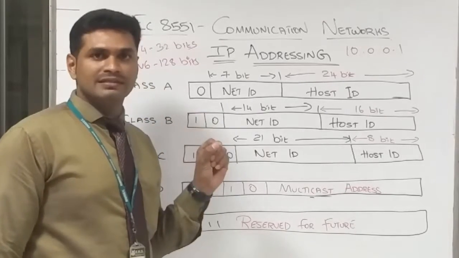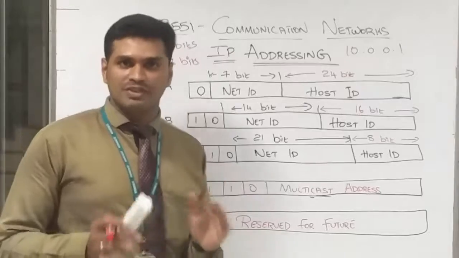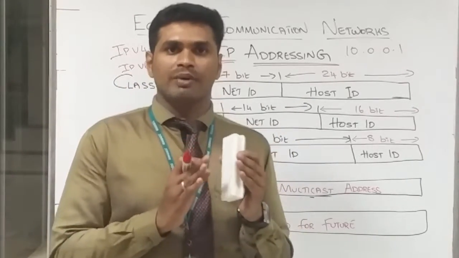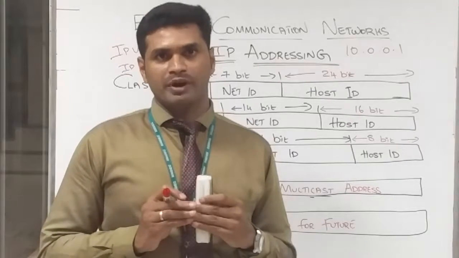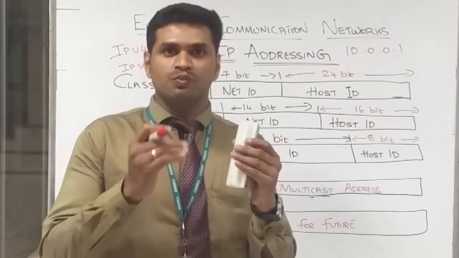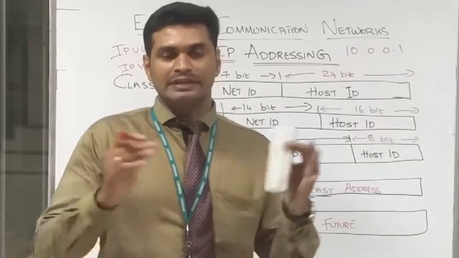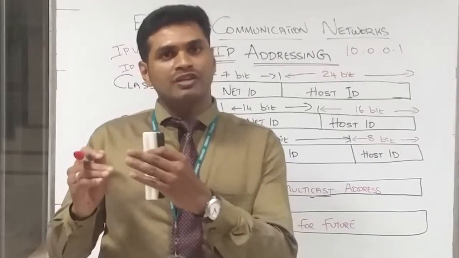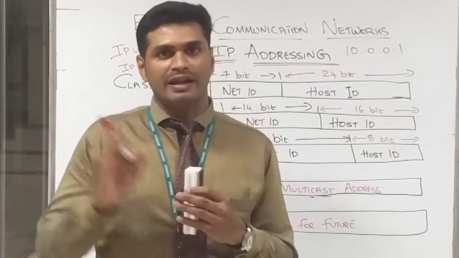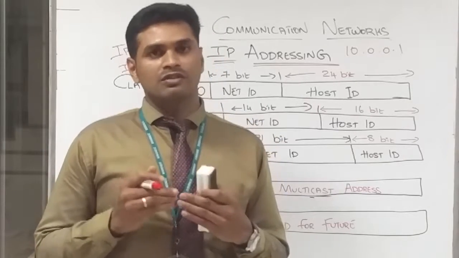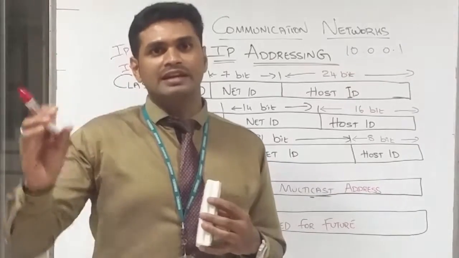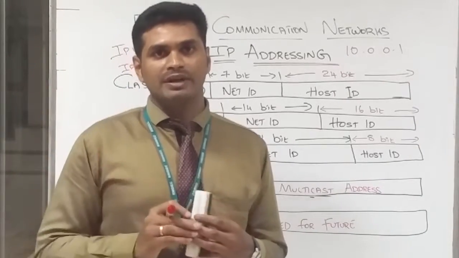In class A, or in any IP version 4 address, we have two parts: the network part and the host part. There we have a network ID, which means assigning an address for the network in the internet, and a host ID, where the end device connected to the internet is assigned an address. Whenever we want to send data, we are supposed to mention the address of the end device to which the data has to be delivered.